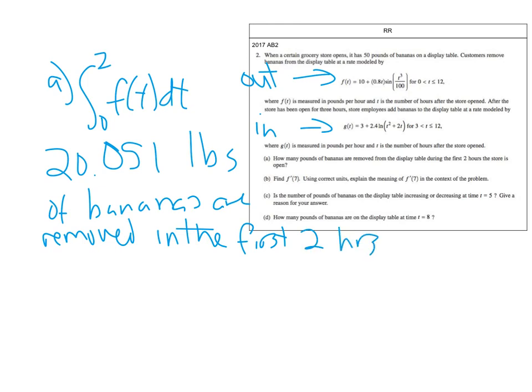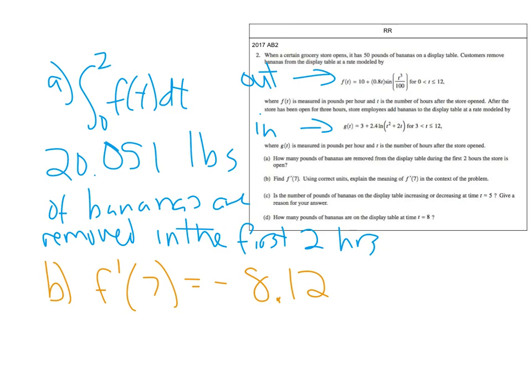Find f prime of 7. Okay, that's again just a calculator thing. I could do it by hand, but I don't need to since this is a calculator question. F prime of 7. And when I do that on my calculator, I get negative 8.12. There's a 0 there, but you don't need to put it if you don't want to.